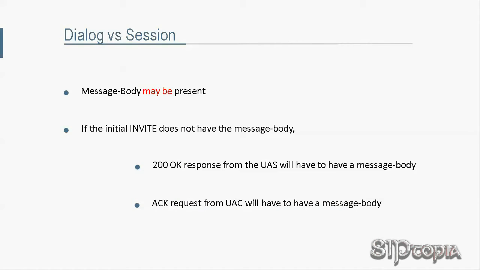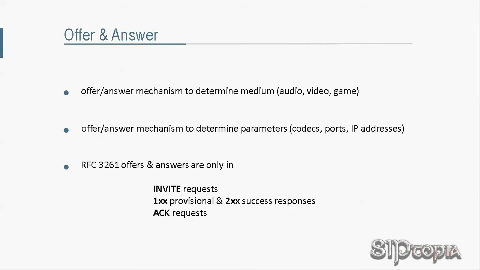Now, the message body may be present to indicate which session parameters can be used by the user agent client. Unlike the previous maybe statements, there's a condition here. If the initial invite doesn't have the message body, the 200 OK response from the user agent server and the ACK request from user agent client will have to have a message body. Which takes us to the offer and answer mechanism.